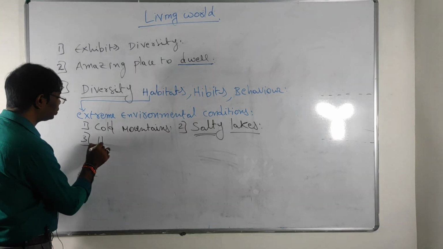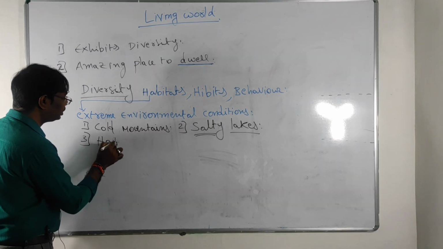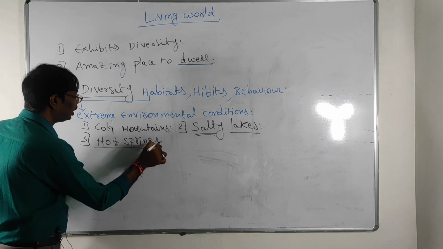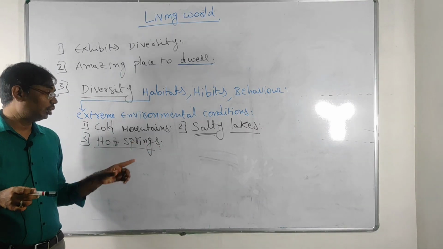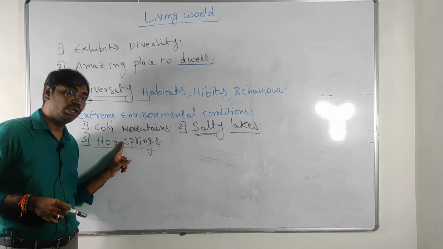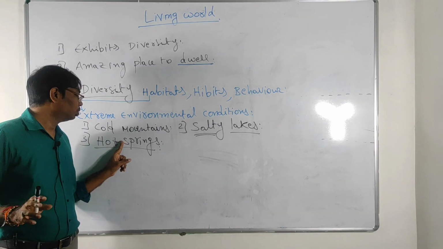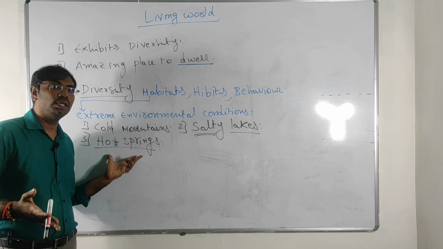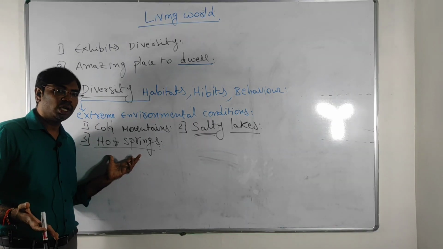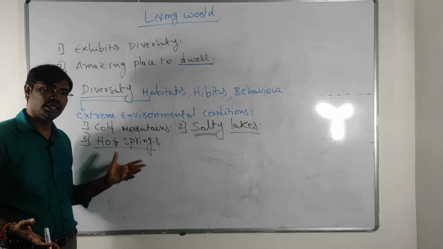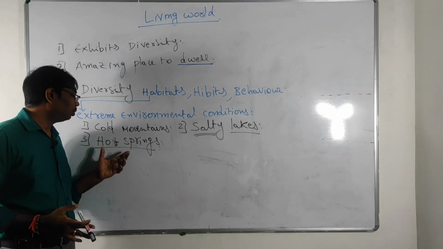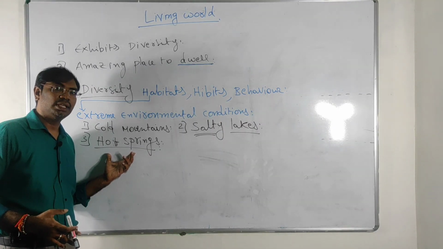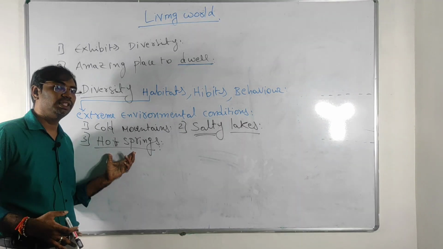Another one is hot springs. What is the meaning of hot springs? Hot springs means water naturally boiling inside the soil, or naturally boiling inside the ocean. That is called hot springs. The boiling water is not suitable for the survival of organisms, but even so, some bacteria and some microbes are able to survive in hot springs.